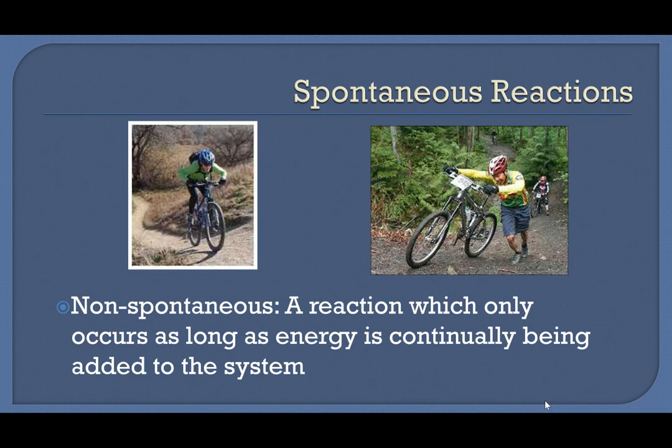Non-spontaneous does not mean it's impossible. So it is possible to take a bike from the bottom of a hill and put it on the top of a hill. That is something that we can do. So it's not that non-spontaneous equals impossible. Non-spontaneous just means it needs some assistance to get up the hill.